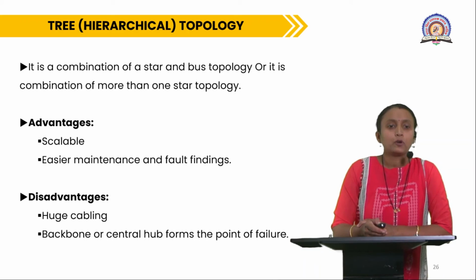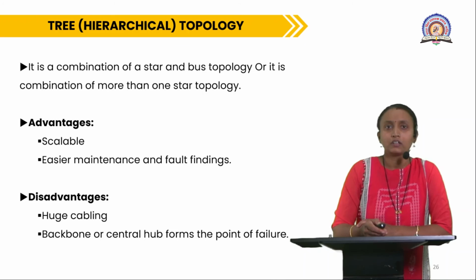Then the backbone or central hub forms a point of failure. It means if the central hub collapses, then the entire network will collapse. Or if the bus that is connected collapses, then automatically the whole network will fail.